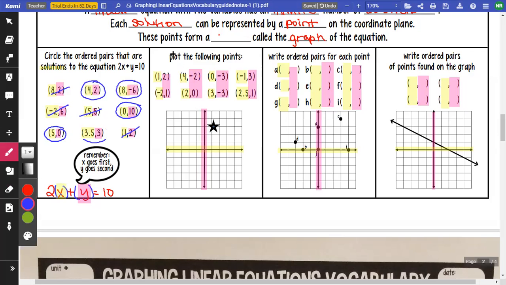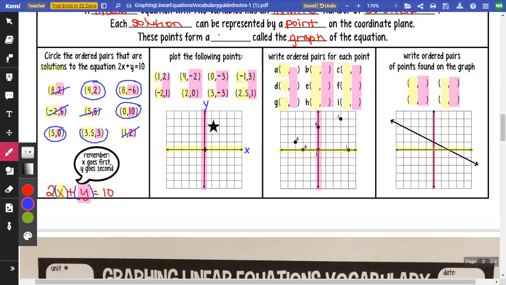Let's look at the next one. You do need to know how to plot these points. Now remember, the first number is related to the x-axis. The second one is related to the y-axis. You do need to know how to plot a point, especially by tomorrow. So you always want to start at the origin, in the middle.